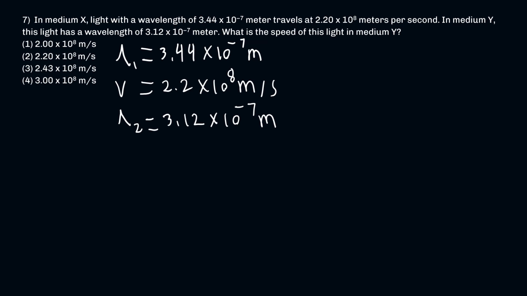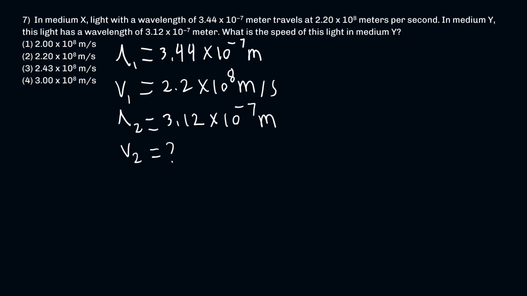Then finally, we're trying to find the speed of this light in medium y. Since we're trying to find the speed, we'll make the first one v1, we'll make this v2, and that's a question mark. All right, so looking at an equation that involves two velocities and two wavelengths. Since we're working with waves, we should be in the waves portion of the reference table. Also, it's telling you wavelength, so that tips you off to be in the waves portion of the reference table. And look for an equation that involves two different velocities and two different wavelengths.